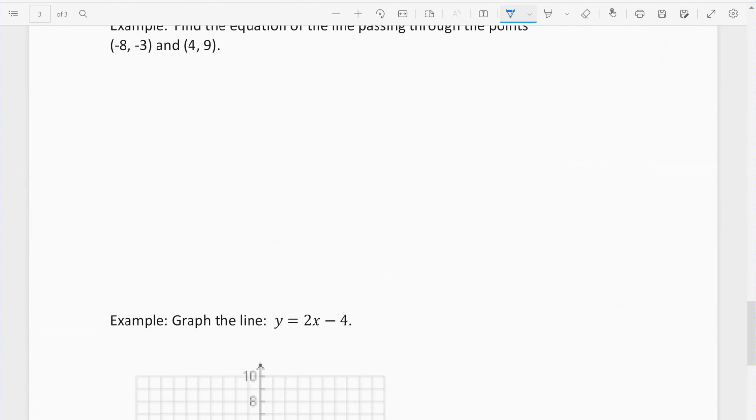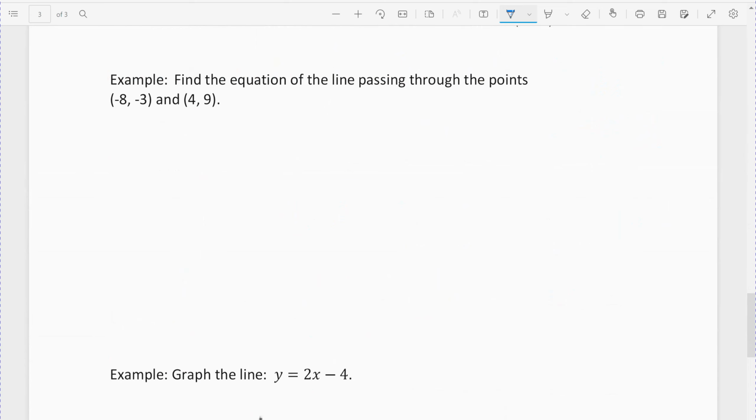Alright, this one. Find the equation of a line passing through the point. So we're given 2 points in this case. So again, y equals mx plus b. So we'll find m for, we don't know either, right? Don't know m or b. And so we'll always find slope first in this case. So find your change in y over your change in x.